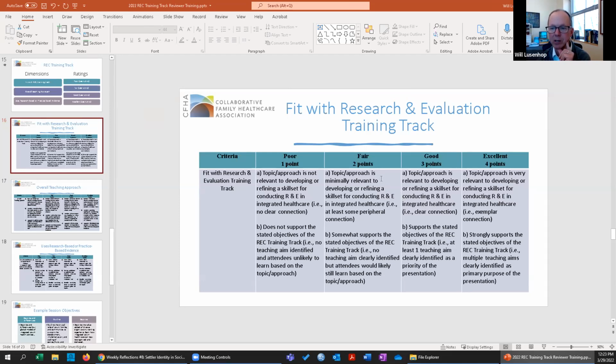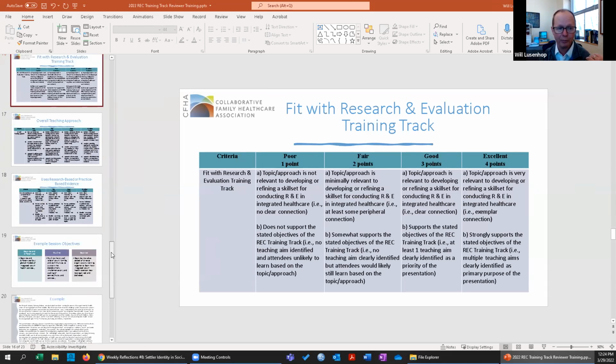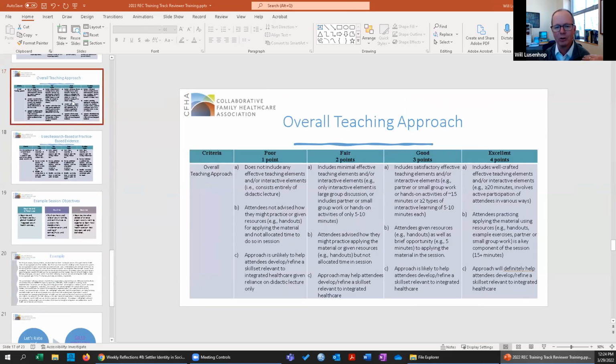So then minimally relevant, relevant, and very relevant, and supports. And then you're starting to look at a much tighter connection, that the presentation really is geared towards training. Some people will, I think, have presentations and they might throw them in here, but they didn't necessarily word or orient them towards training, or that's an afterthought. So then we go to the overall teaching.